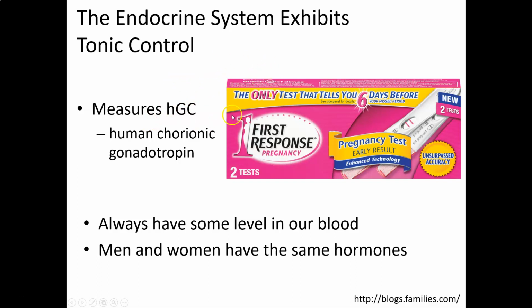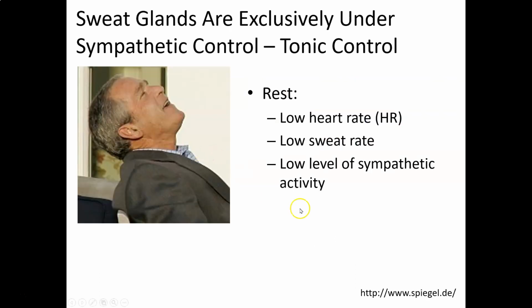We have tonic control in the endocrine system. As an example, we measure HCG, human chorionic gonadotropin, in pregnancy tests. And there's always some level of HCG in our blood. And in fact, men and women have levels of HCG. It just significantly tends to go up when someone's pregnant. There have been cases on record where, just in studies to check it, a few men have tested positive in terms of pregnancy tests because they have a high enough level of HCG. So, the idea would be we always have some level of hormones in our blood. It just doesn't have a high enough concentration to have a physiological effect.